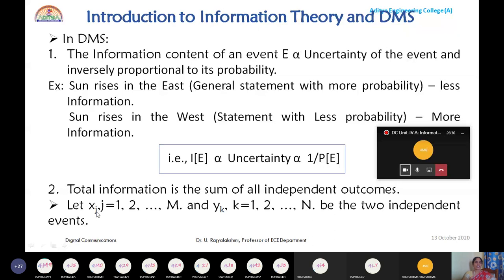Let us assume X suffix J, where J ranges from 1 to M, is one particular event having certain outcomes that range from 1 to M. Capital M number of outcomes are there. And YK, what is YK? It is a second event. So we are assuming two independent events. One is XJ, where J ranges over capital M number of outcomes. And the second one is YK, a second event where K ranges from 1 to N number of outcomes for the two particular events. And we are saying that these two events are independent of each other.